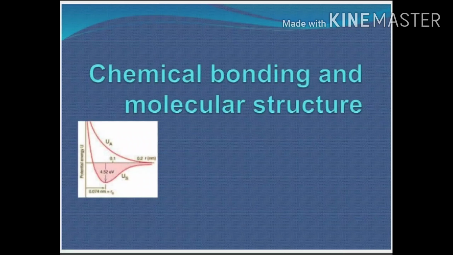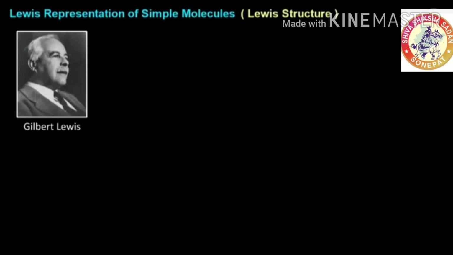Hello, dear viewers. Today we will start the next chapter, chemical bonding. In this, the first topic is Lewis representation of simple molecules. Lewis symbols are also known as Lewis electron dot structure. This concept is given by Gilbert Lewis.